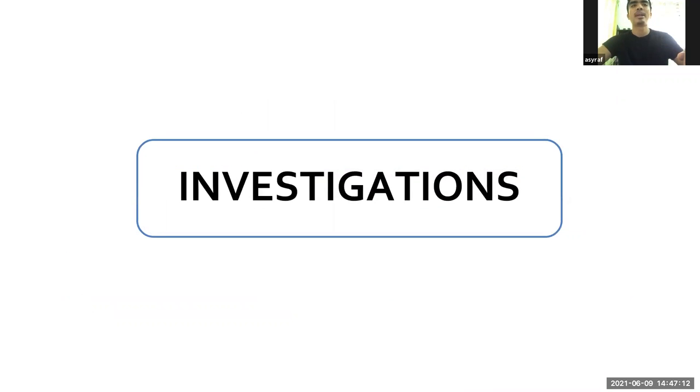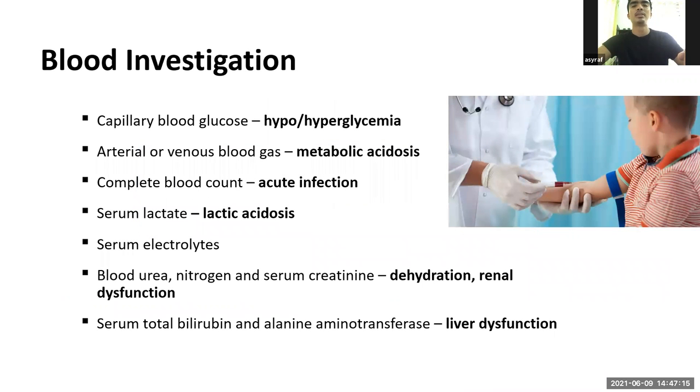So what are the investigations? We start with blood investigation first. We have to measure the blood glucose, because we reduce food intake and increase metabolic demands, sometimes the patient can come with hypoglycemia. And for ABG, because we know that sepsis causes a reduction in tissue perfusion, there will be increased anaerobic activity, which leads to metabolic acidosis.